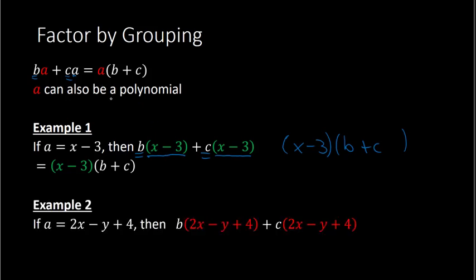Another example, instead of B times A plus C times A, we can have maybe B times 2x minus y plus 4 plus C times 2x minus y plus 4. Notice they both have 2x minus y plus 4 in common. So I pull that out, and I'm left with, in parentheses, the B plus the C. So this would be factoring by grouping.